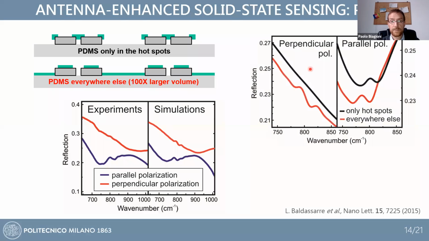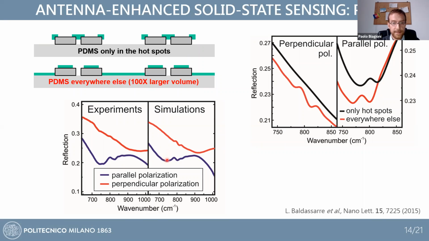And these are the results. For the perpendicular polarization, you can see that the whole signal is in the red line, which is the signal coming from the extended PDMS layer. But if you consider only the material in the antenna gap or in the antenna hotspots, no signal comes from it because no resonance is involved in this situation. While in the parallel polarization, you see the signal both from everywhere else, as much as in the perpendicular polarization, but also from the antenna hotspots. This gives you a clear evidence of the enhancement provided by the antenna.